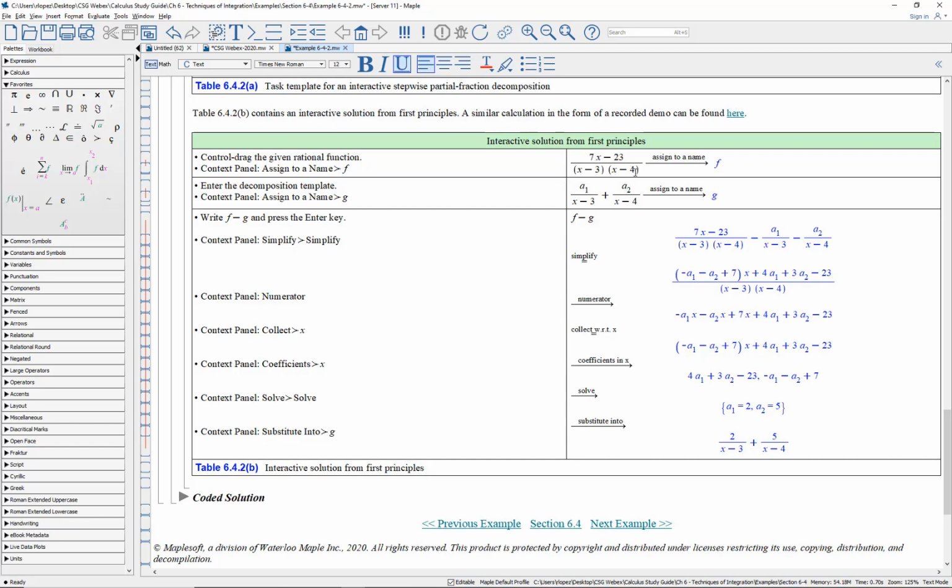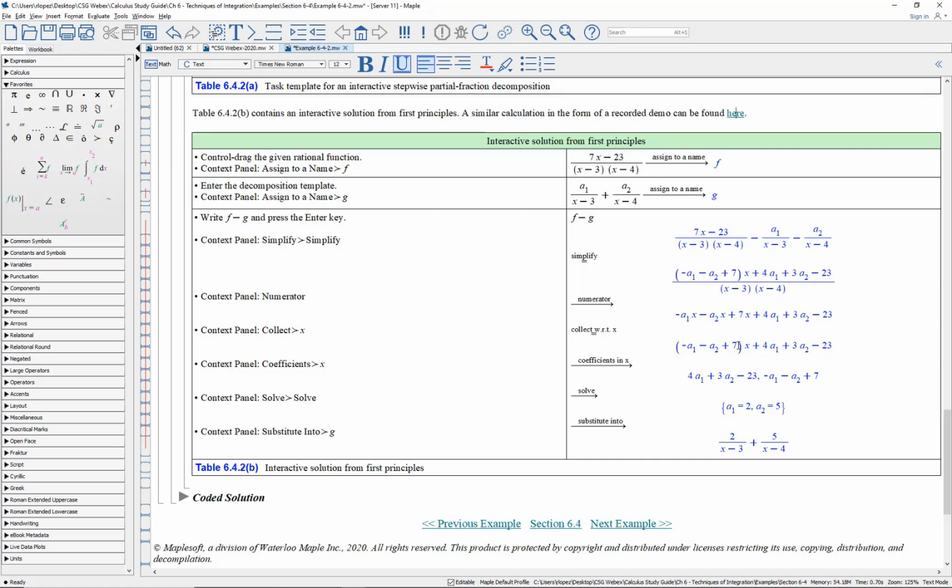So here is the rational function. We give it a name. The members of the fractions of the decomposition, give it a name. We look at the difference f minus g. If we simplify this, we get fraction additions over a common denominator. This has to be identically equal to 0. So we pick off the numerator using the numerator option.